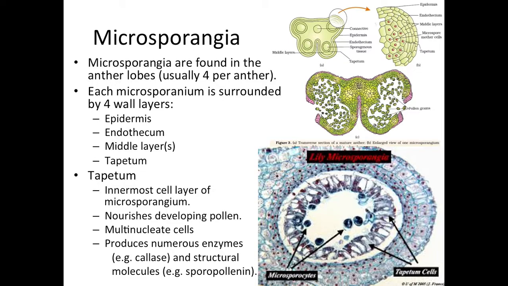So the microsporocytes, or the microspore mother cells, are the innermost cells, and they're surrounded by the tapetum, which is that nourishing layer of cells that also produces both enzymes and some of the structural molecules that are required to produce the pollen cell wall.